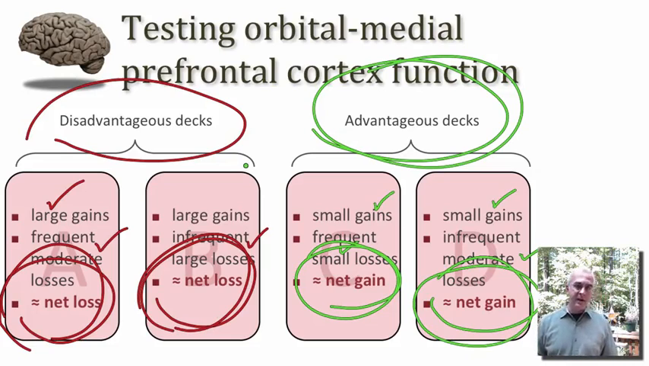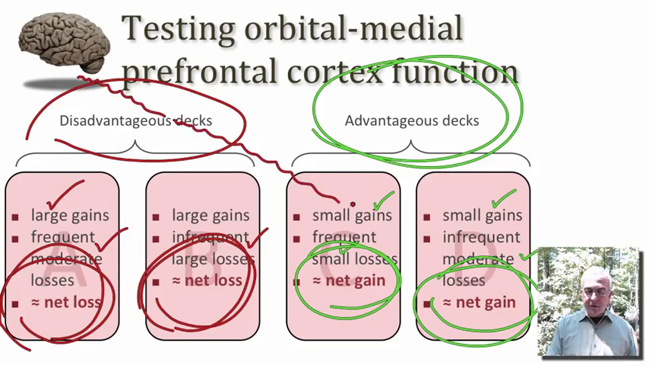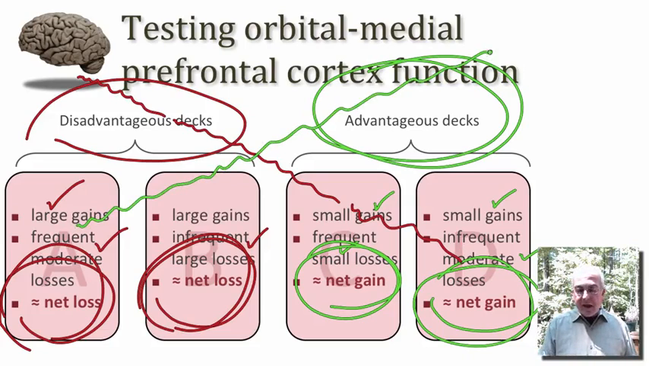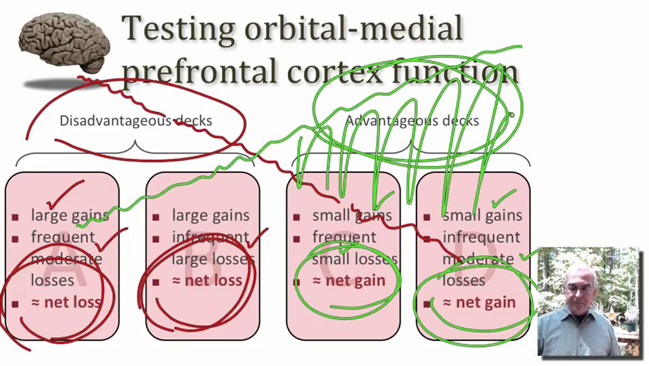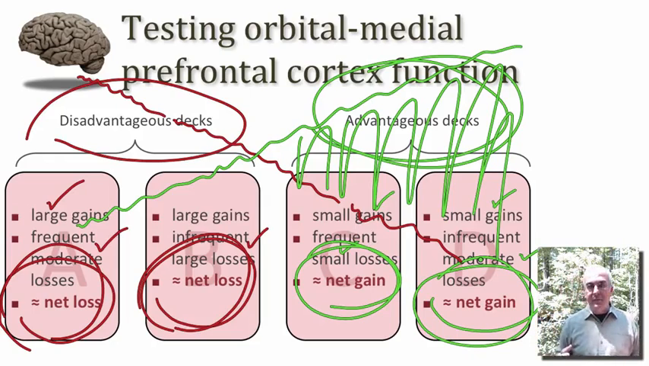So what we find in normal subjects over the course of time is that most of us very quickly begin to explore the disadvantageous decks, and over time we choose less and less from the disadvantageous decks and more from the advantageous decks. So we end up with a net financial benefit. That is, we end up making a little bit of a profit as we explore the rules that govern the financial gains and losses in this game.